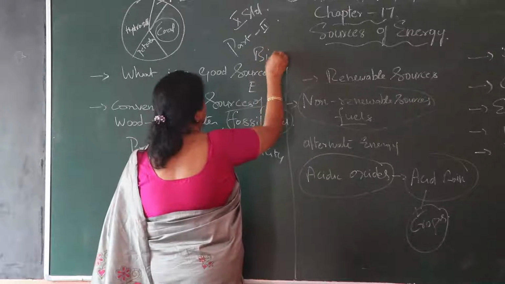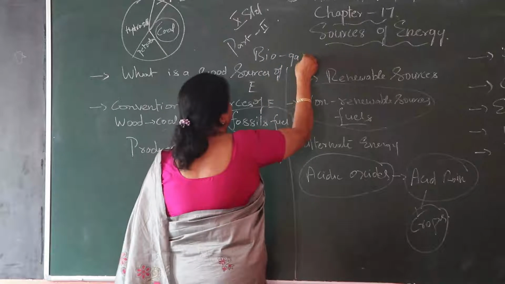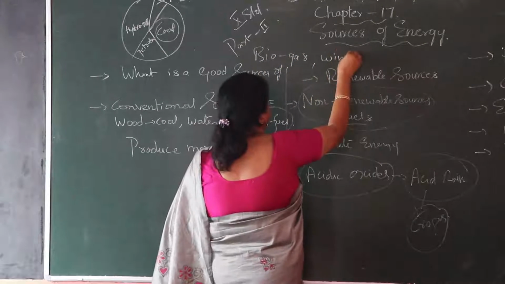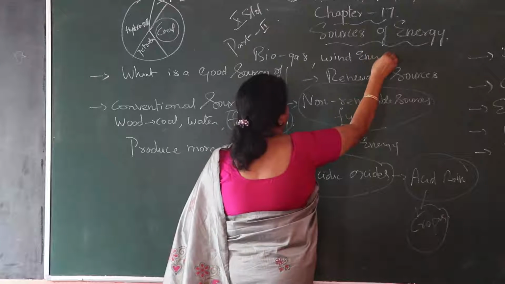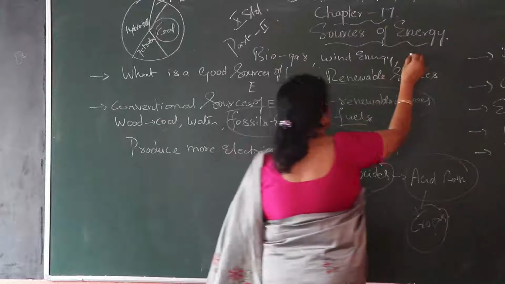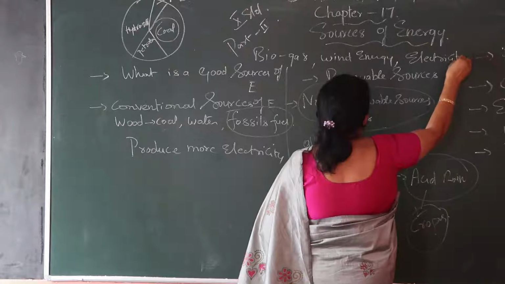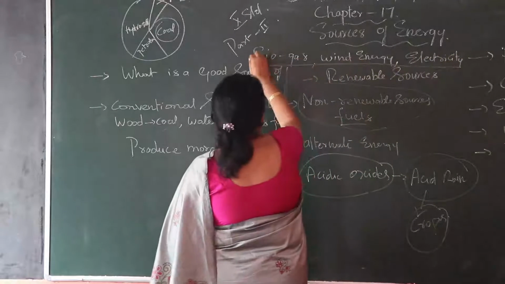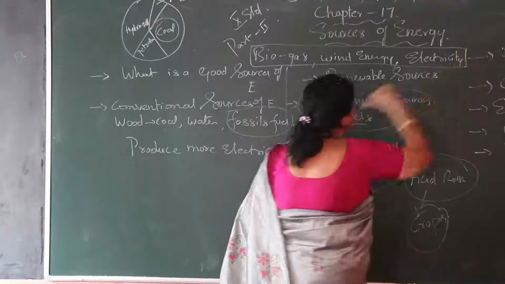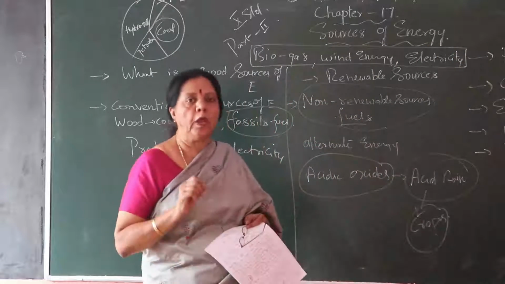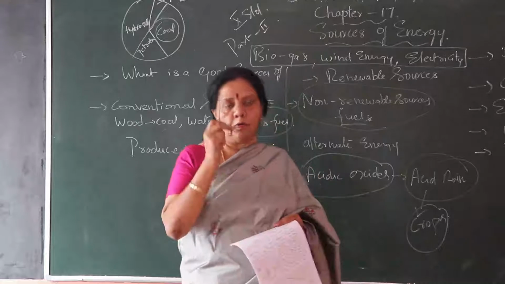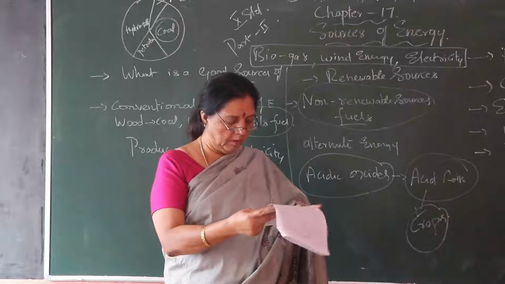Biogas, isn't it, children? Biogas and wind energy are producing electricity. So these are the things we are producing. So we have to protect our environment. Let us pass on one by one.